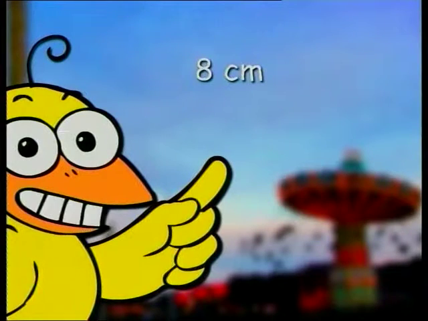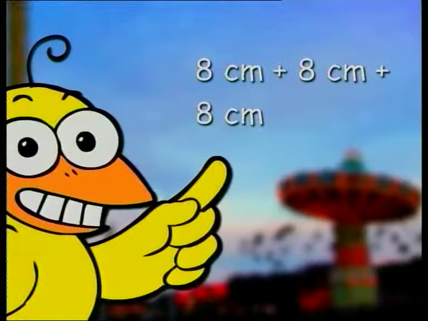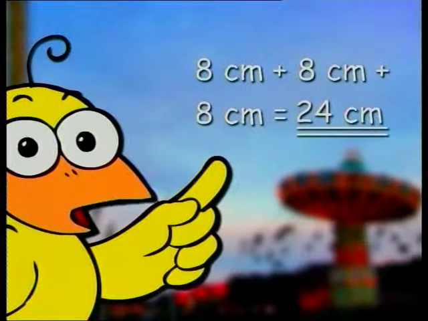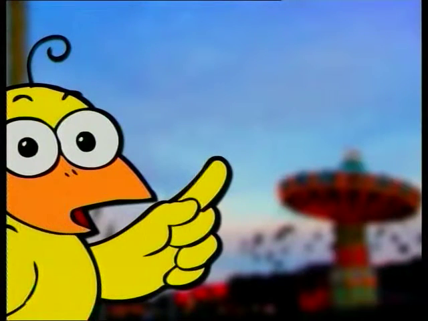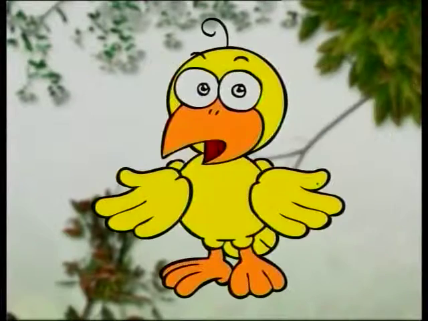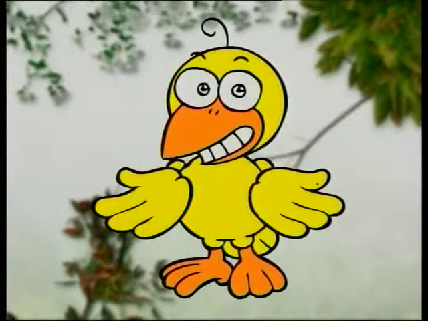8 centimeters plus 8 centimeters plus 8 centimeters is equal to 24 centimeters. The perimeter of this triangle is 24 centimeters. That's how we measure perimeter. I hope you can do it.